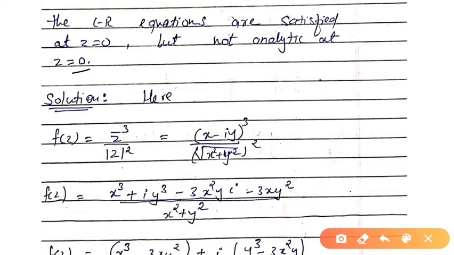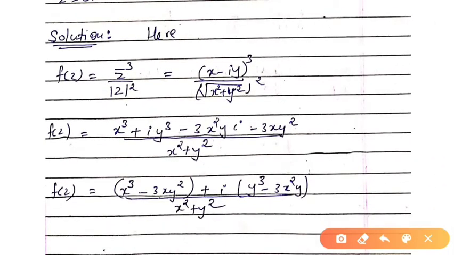Here we have to prove two things. What we have to prove? We have to prove that the CR equations are satisfied. So first we will prove that the CR equation condition is satisfied. Second, it is given that the function is not analytic, that means we have to prove that it is not differentiable. Okay, so now let us proceed towards the solution of the example.